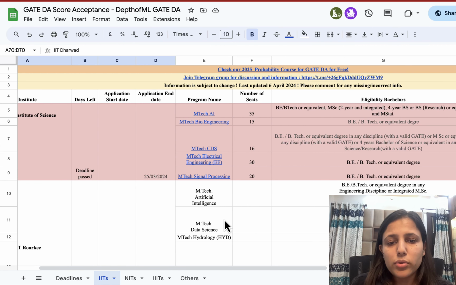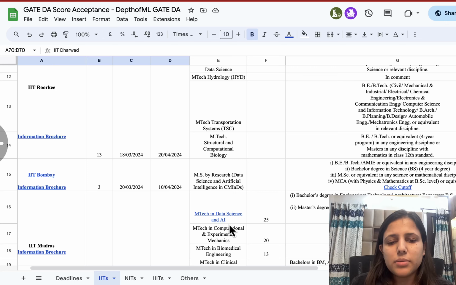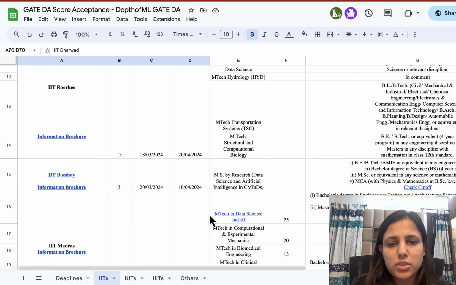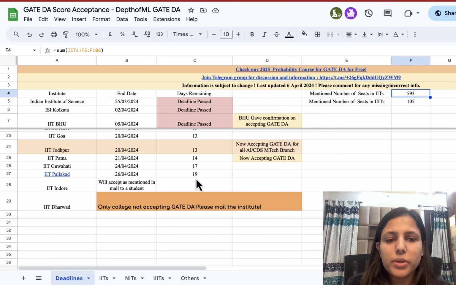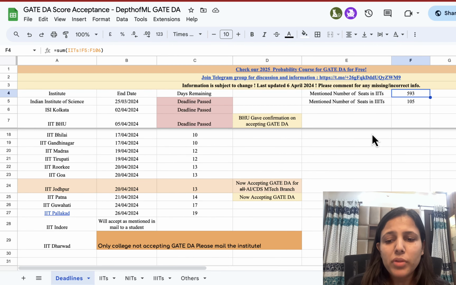And also, if I have to talk about the number of seats, there are some 24 colleges mentioned on this sheet, and around 7 have mentioned the number of seats, and that's coming to 593 in total for the GATE DA score. I am assuming it's around 1500 seats for GATE DA. So please check this out.